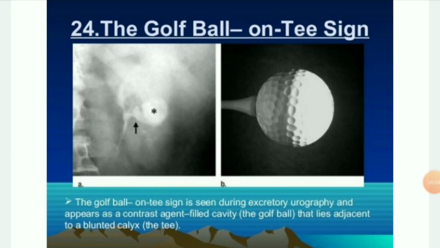Next sign is the golf ball on T sign. The golf ball on T sign is seen during excretory urography and appears as a contrast agent-filled cavity, the golf ball, that lies adjacent to a blunted calyx, the T. The golf ball on T sign is a part of the spectrum of papillary necrosis and is distinguished by a papillary cavity that lies adjacent to a blunted calyx.